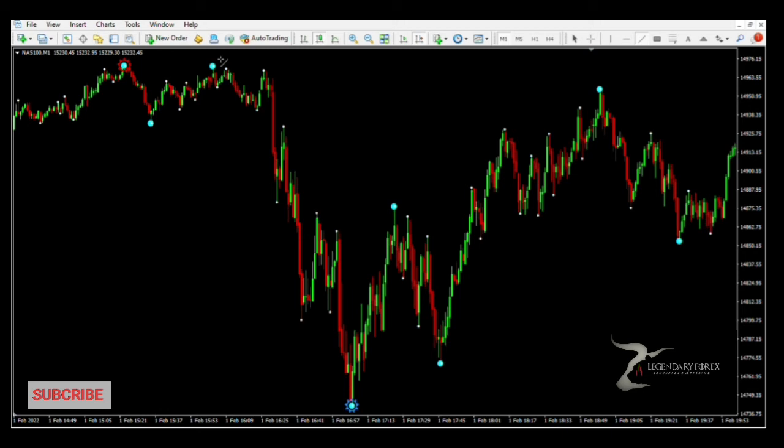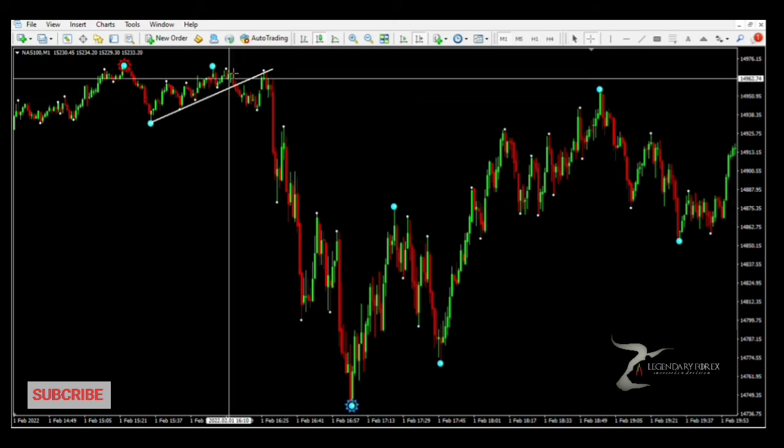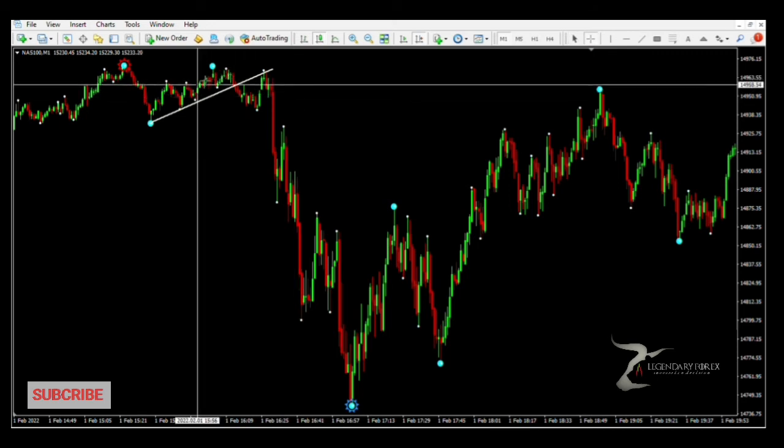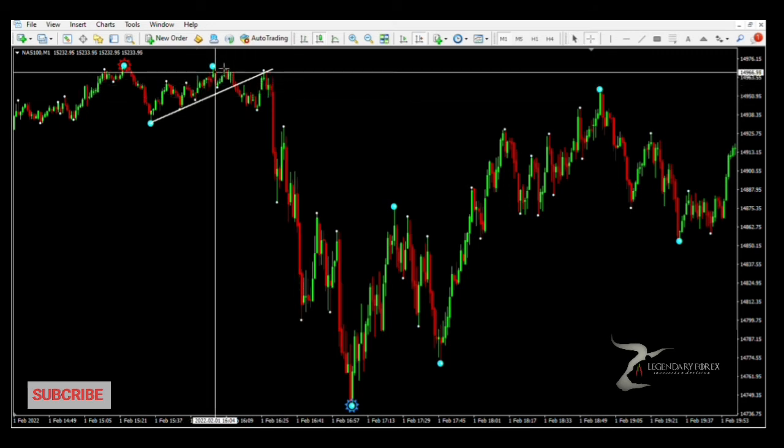So this is the end of a pullback or a correction. Once you spot this dot, you draw your pullback. I like to draw them as trend lines. And then within this pullback, you have to find a zone that you're going to use.